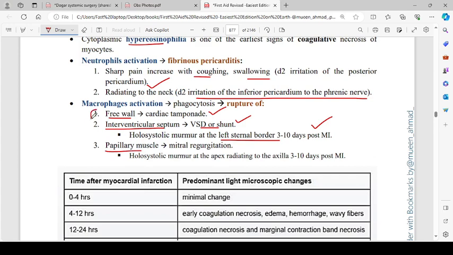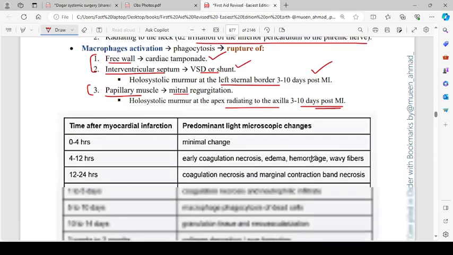Now these two ruptures can occur because of LAD obstruction, and this third type, papillary muscle rupture, can occur because of obstruction of the right coronary artery. This will result in mitral regurgitation, with a holosystolic murmur at the apex radiating to the axilla 3 to 10 days post MI.